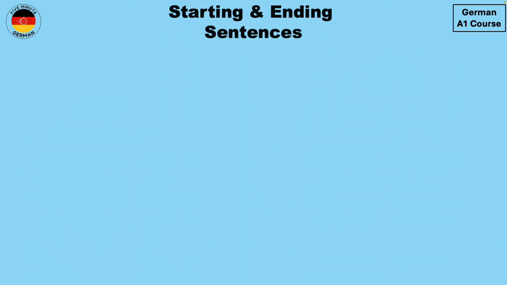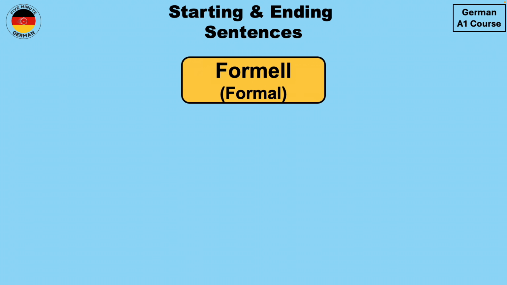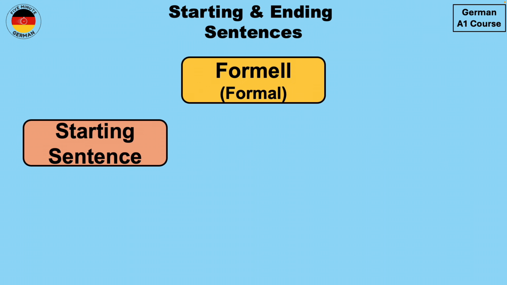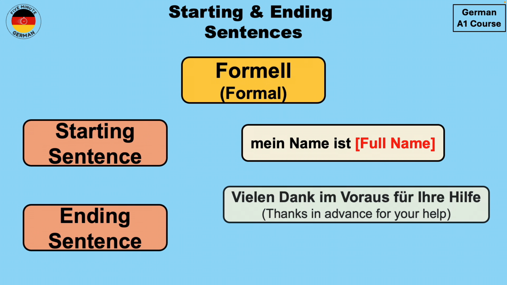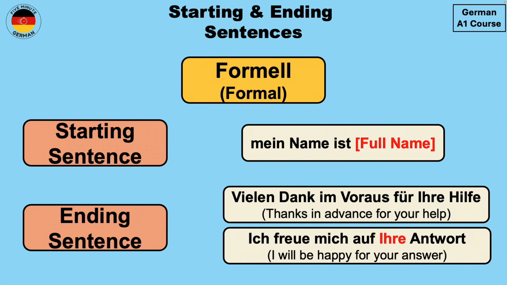Now the second tip is that there are some certain starting and ending sentences which you can use no matter what the question is. So let's take a look at formal ones first. In case of a formal email or letter, you can use the starting sentence, Mein Name ist, and then your full name. So if you don't know the other person and the other person also does not know you, then you can start with this sentence. And to end the email or letter, you can use the sentences, Vielen Dank im Voraus für Ihre Hilfe. Thanks in advance for your help. Or you can say, Ich freue mich auf Ihre Antwort. I will be happy for your answer.